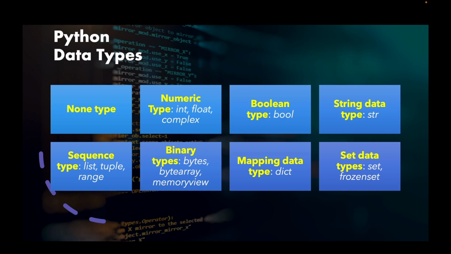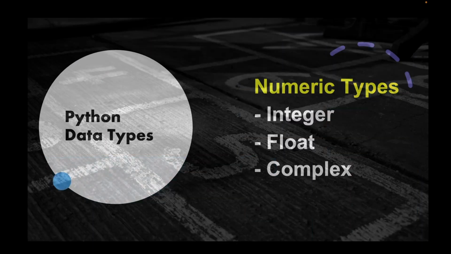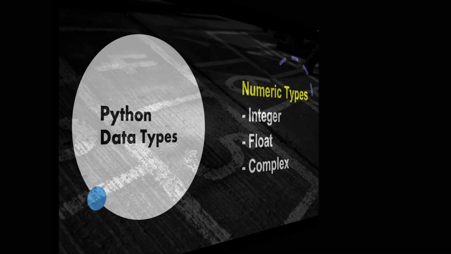Today we are discussing none type, numeric type, Boolean type, string data type. The first one is none. In other programming languages we say null, but in Python we use none. So for example, if we have a variable and that variable is not assigned with any value, in that case it is none. The second is numeric data type. In numeric data type we have integer, float and complex.